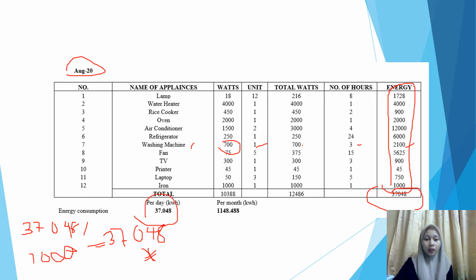Now, how to get the month? We times 31 days.